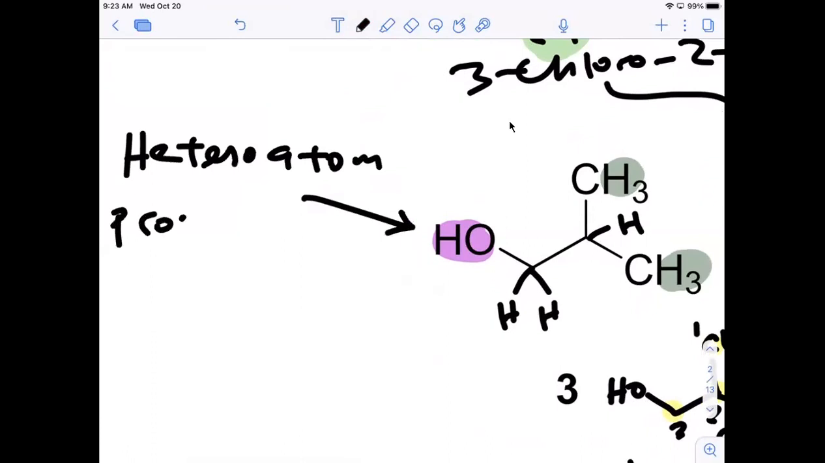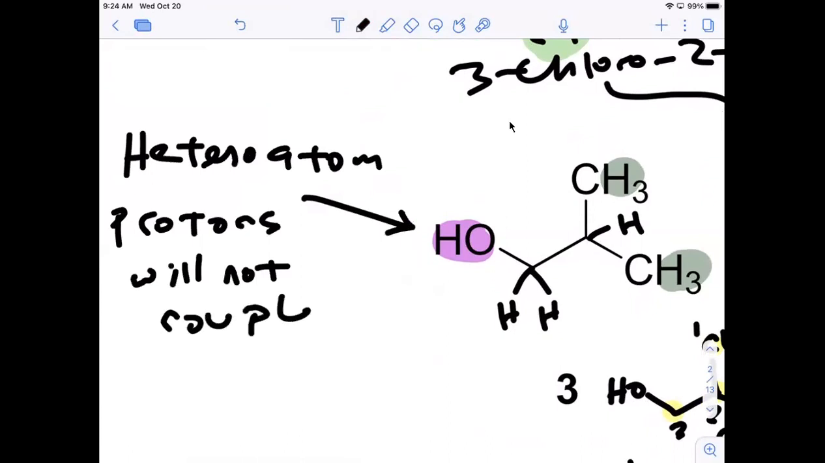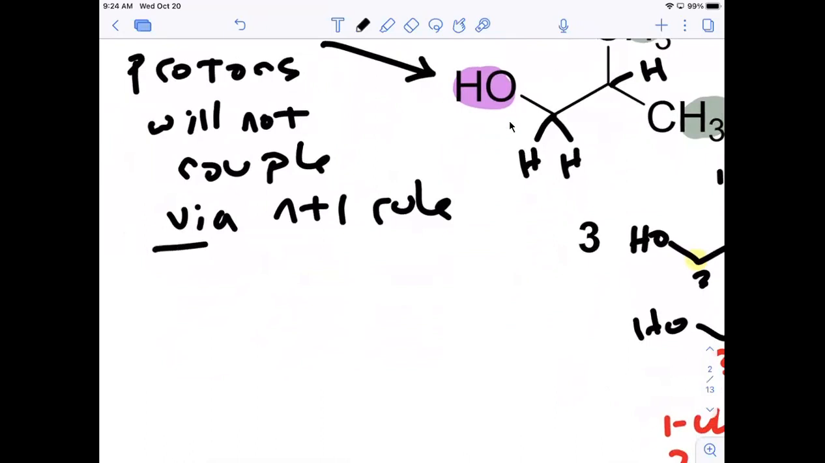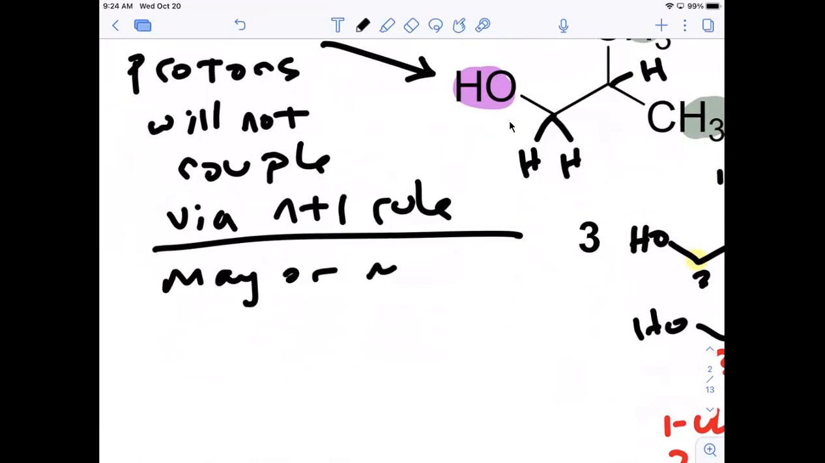Heteroatom protons, right, they're not going to follow that N+1 rule. So even though it's next to 2 protons, when you see the signal, it's not going to be a triplet. It'll probably show up as a singlet. And sometimes it won't show up at all, right? Depends on the field strength of your magnet. So it may or may not show up.